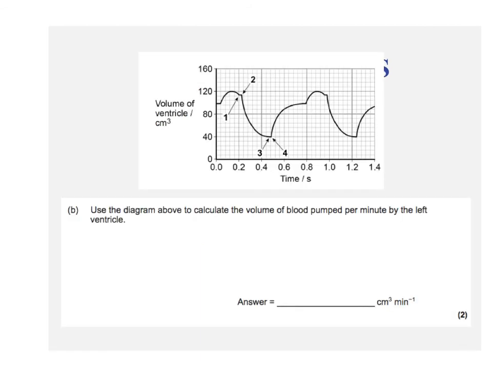Question 2. Use the diagram above to calculate the volume of blood pumped per minute by the left ventricle. Again, 2 marks. Pause and play again. You're working out the cardiac output.